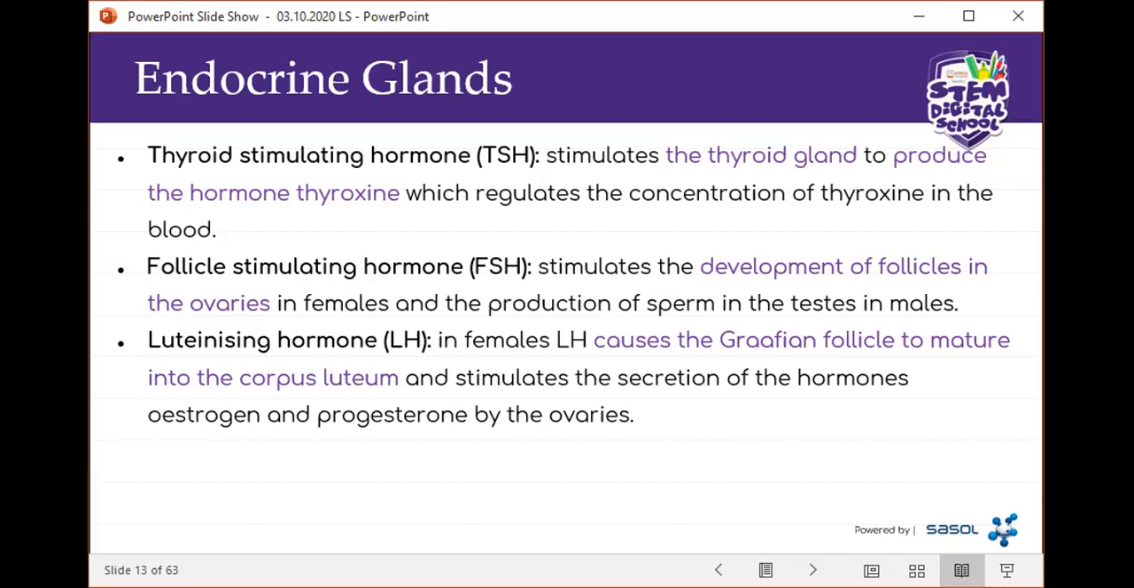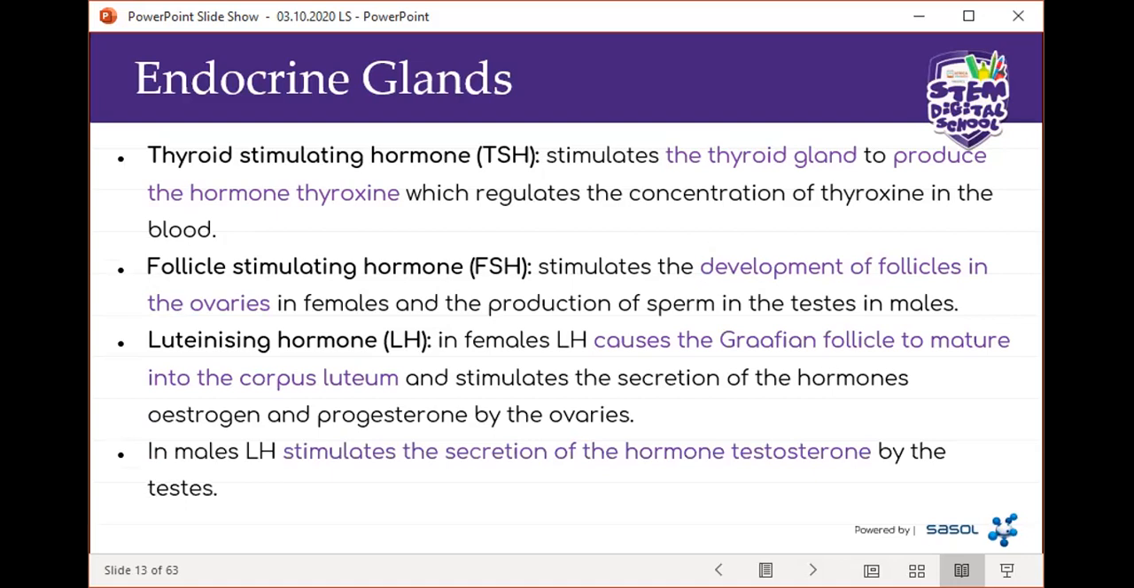So LH in females causes the Graafian follicle to mature into the corpus luteum, and it stimulates the secretion of the hormones estrogen, as well as progesterone by the ovaries. Lastly, LH stimulates the secretion of the hormone testosterone in the testes. Okay.